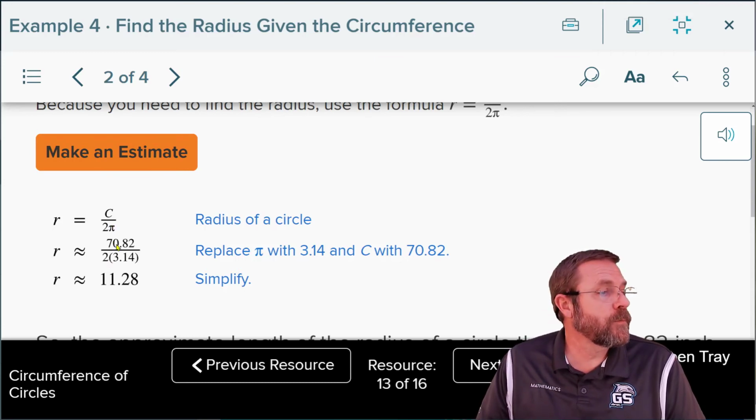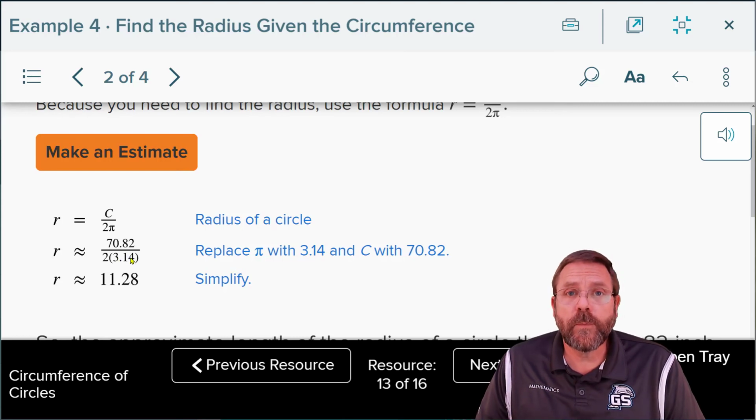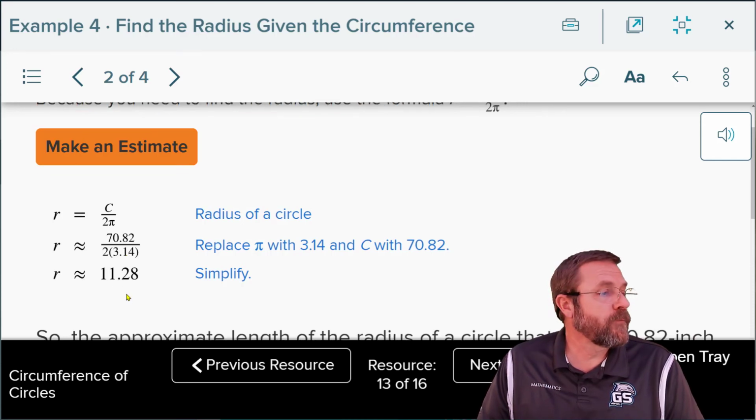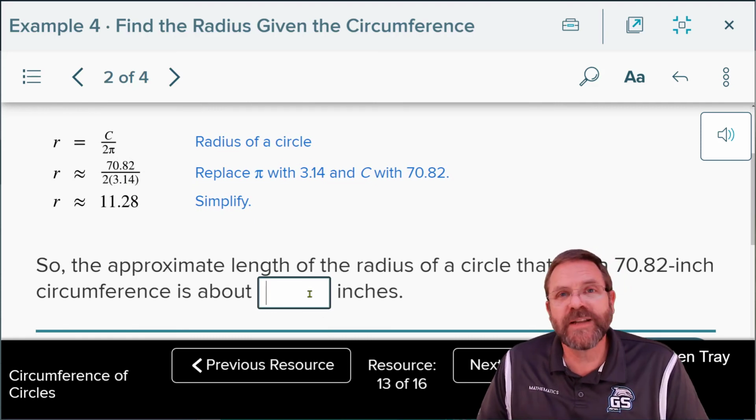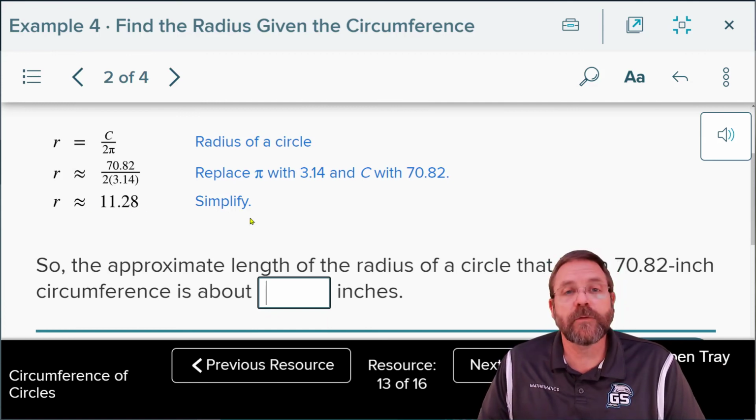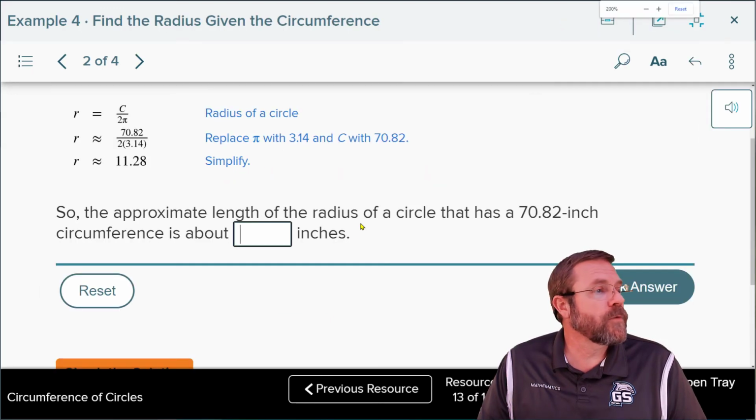From here, they plugged in what they knew. 70.82 is going to be your circumference. Pi is 3.14. 2 times 3.14 is going to be 6.28. And from there, 70.82 divided by 6.28 gave them their final answer of 11.28, which you could put here if you really want to, but it's not really much point because I gave you the answer right there. That one's not very hard at all after everything else we've done.